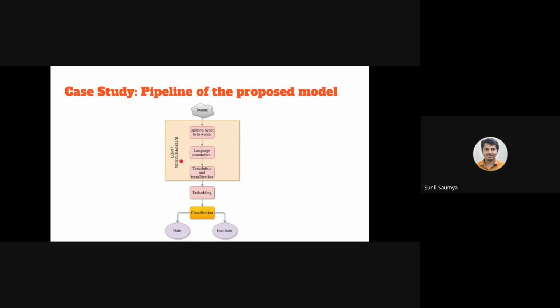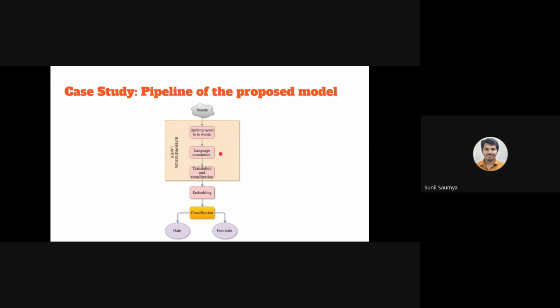Before this interpretation layer, we also had some pre-processing steps, which we always follow whenever we work with NLP, at least with social media datasets, where the data is noisy. I'll show you in the next slide what are the few steps we follow in the pre-processing.